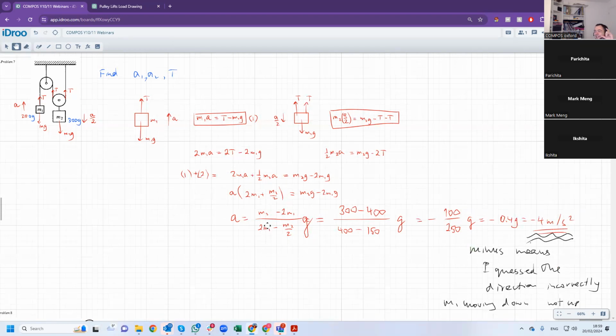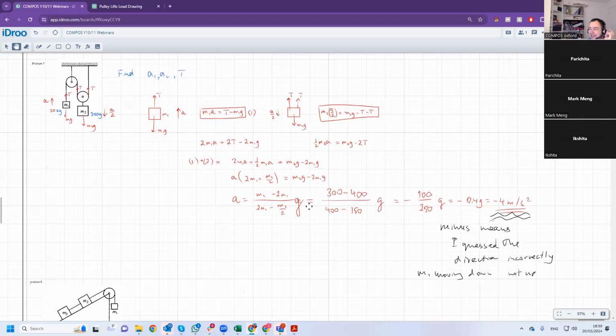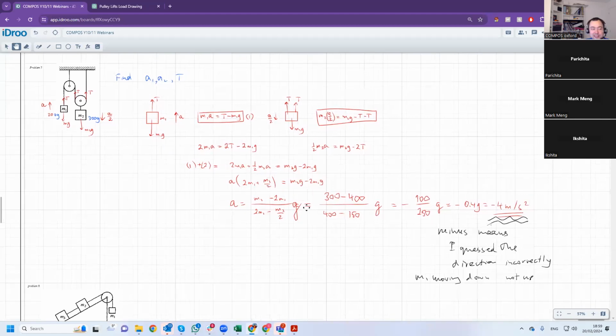So you see what I did here? Do you understand what I did? I initially guessed that the acceleration of M1 is up and the acceleration of M2 is down. But I got a negative answer. That means my guess was incorrect. So all I need is to say that they're in the opposite direction. Therefore, the acceleration A1 of the first mass is 4 meters per second squared down. Acceleration 2 is half that, so it's 2 meters per second squared up.